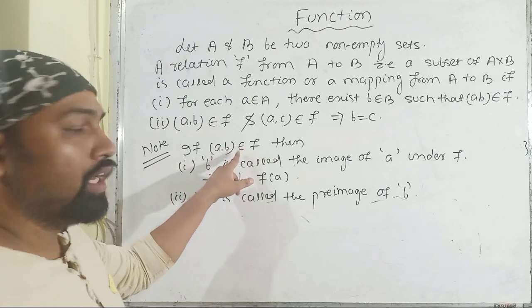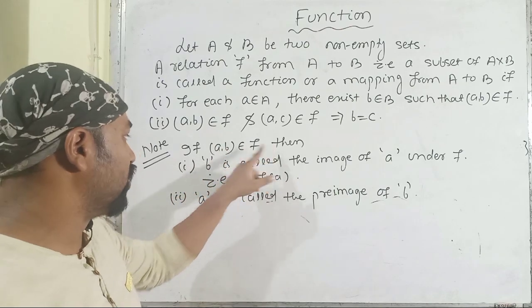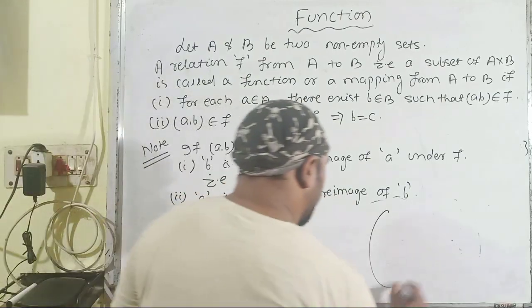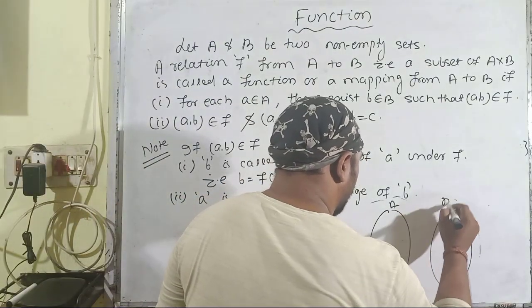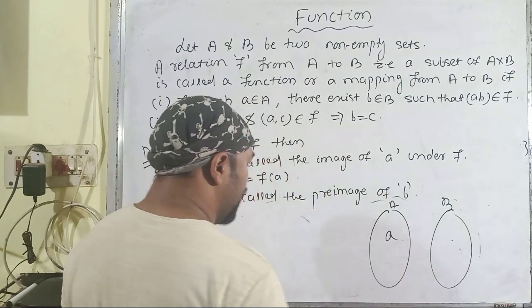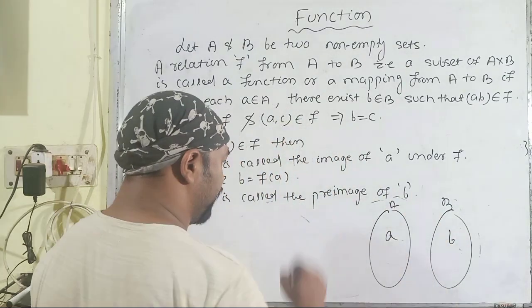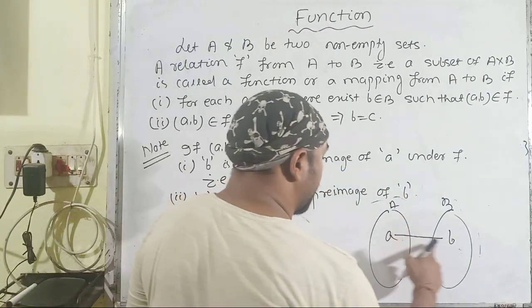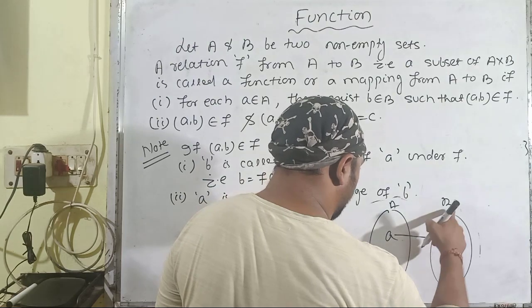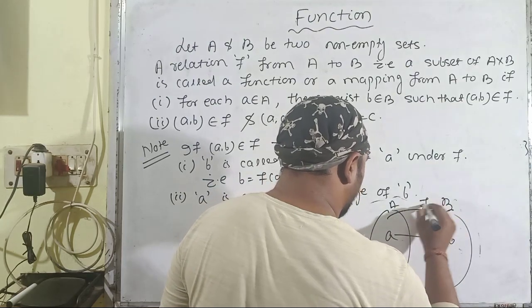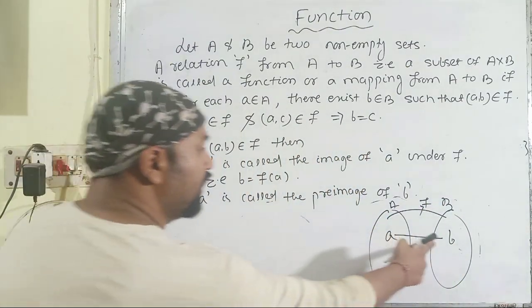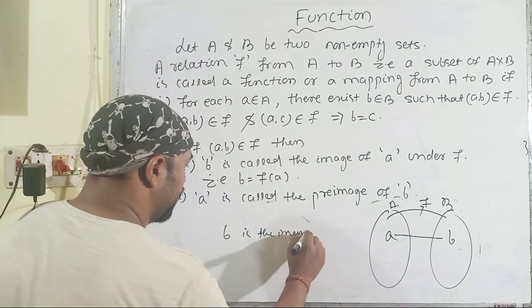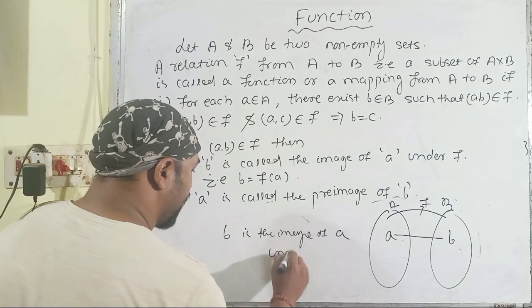If (a, b) is an ordered pair which belongs to the function, then b is called the image of a under f. I have already told you. Let us again revise it. Suppose a is an element present in the set A, b is an element present in the set B, and a is making an ordered pair with the element b which is present in the B set under the function f. Then b is the image of a under f.